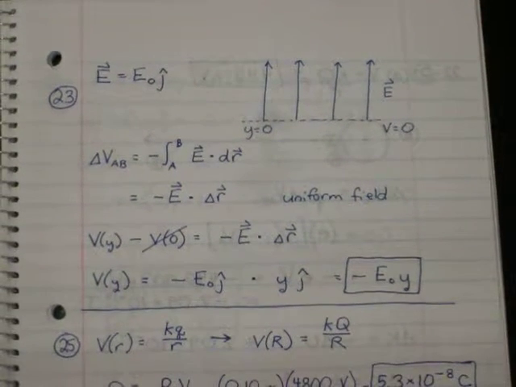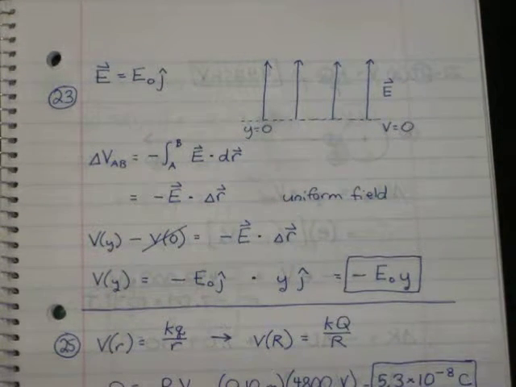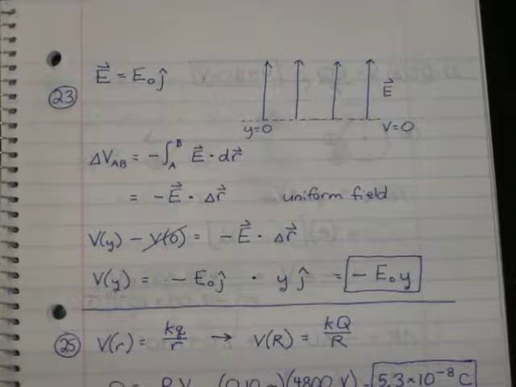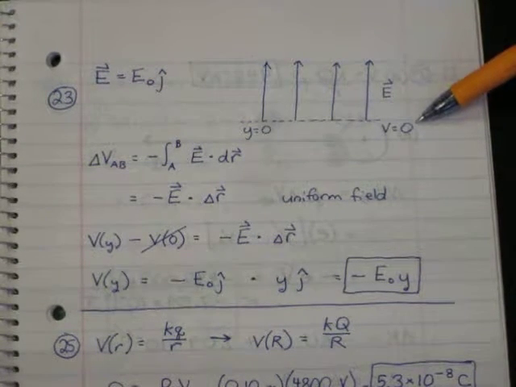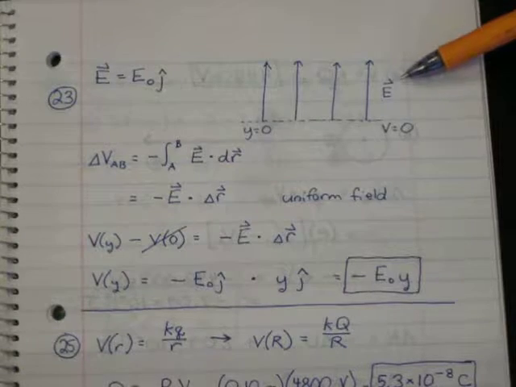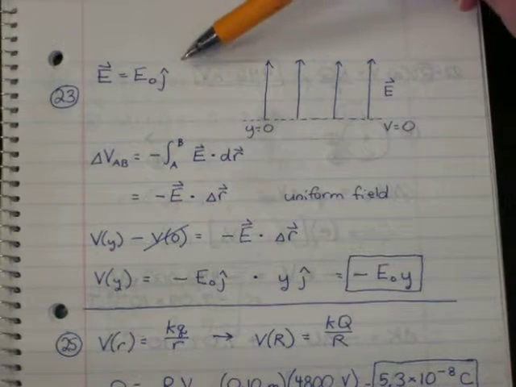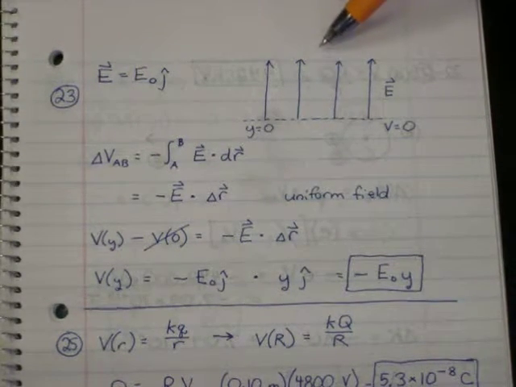Number 23. An electric field given by E naught J hat, where E naught is a constant. Find the potential as a function of position taking V equals 0 at Y equals 0. Here's my diagram. Y equals 0 at V equals 0. There's the electric field. It's a constant, so E naught times J hat. It's in the J hat direction.